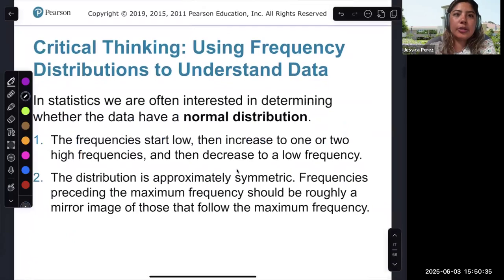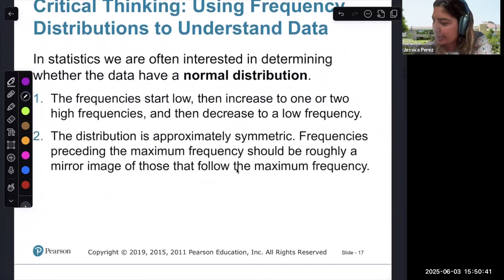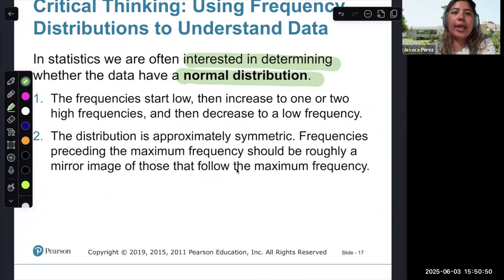So when we're using critical thinking to use frequency distribution to understand the data, what we are interested in is determining whether something is normal or not normal. And what does that mean? The frequencies must start low, increase to one or two high frequencies, and then decrease. So start low, go up, and then down again.